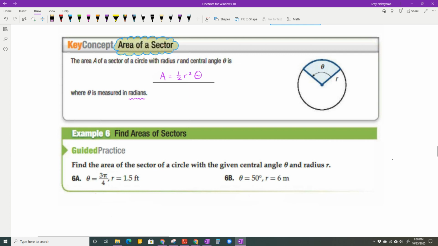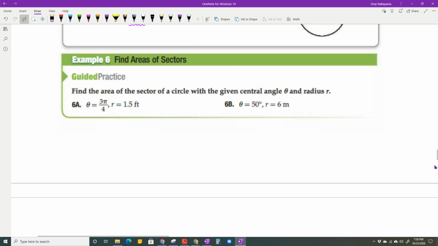So look at my 2 problems. Find the area of the sector of a circle with a given central angle of theta and radius of r. So my formula, area equals 1/2 r squared theta, and I'm going to plug in. Again, you want to keep your label in the problem. So my radius is 1.5 feet, and my angle is in radians, and that's 3 pi over 4. So I multiply that out. If I need a rounded answer, then I've got 1.767. Again, pay attention to Delta Math, whatever it says to round to.